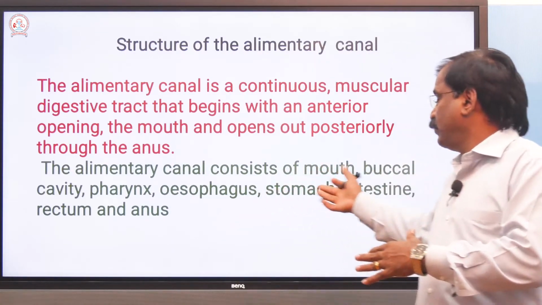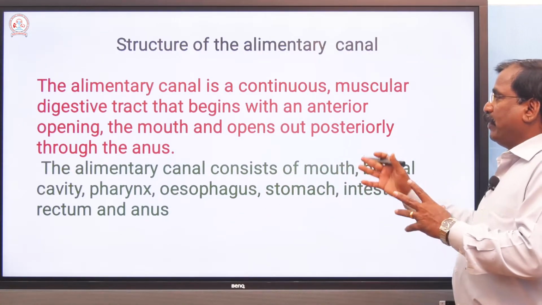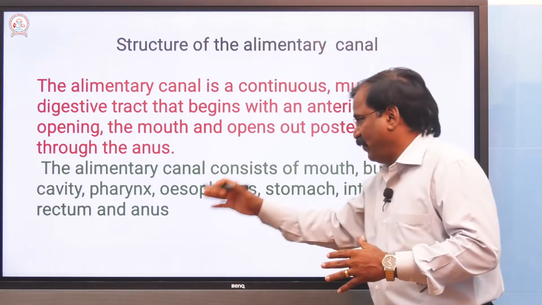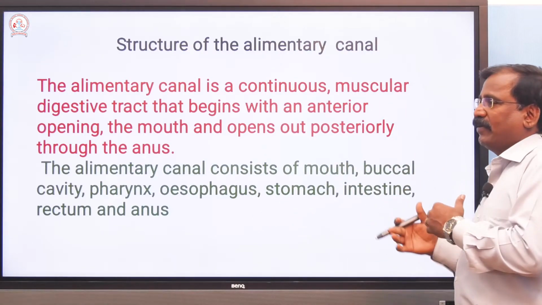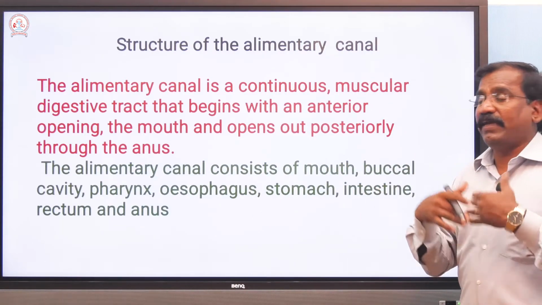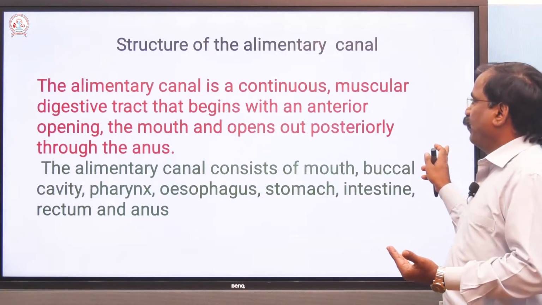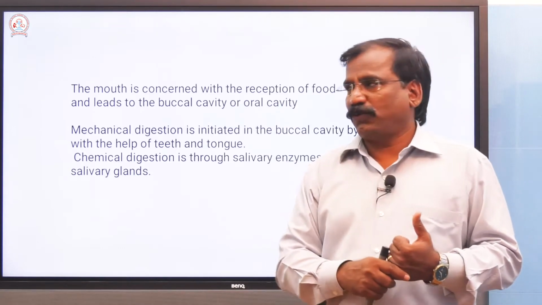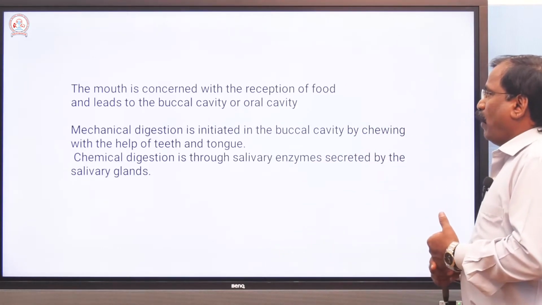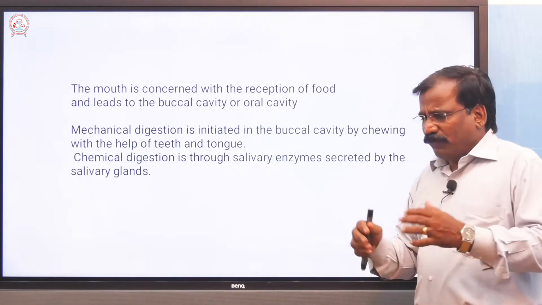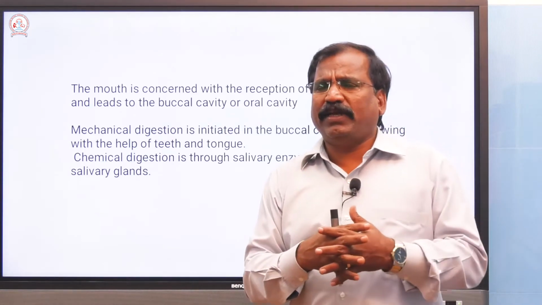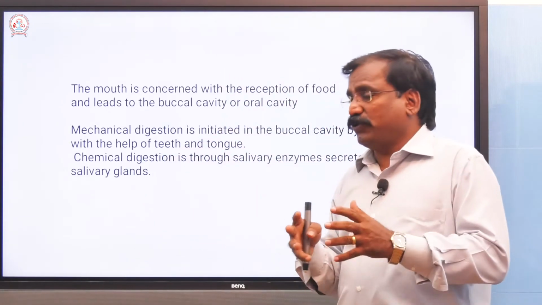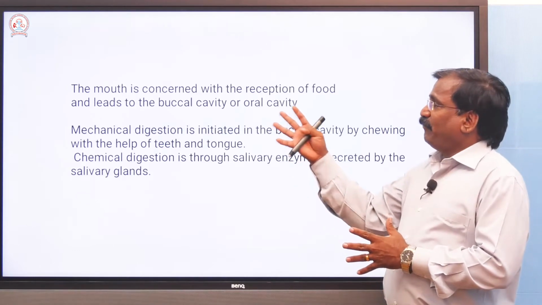What are the various regions in the gastrointestinal tract? Mouth, buccal cavity, pharynx, esophagus, stomach, small intestine, and large intestine. These are the various regions of the gastrointestinal tract. Now we are going to discuss in detail each and every organ, each and every region. The first is the mouth.